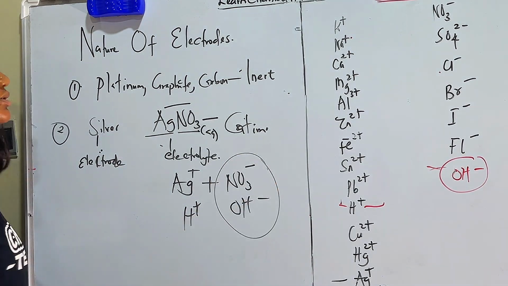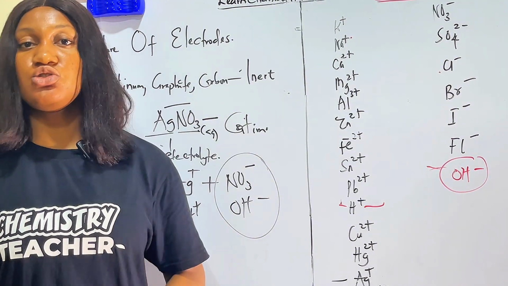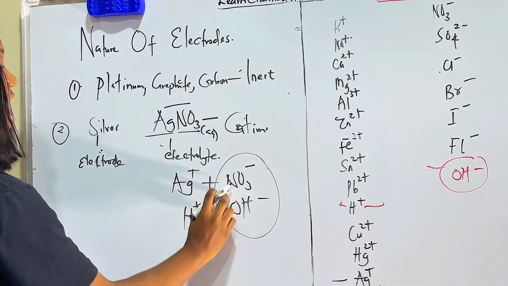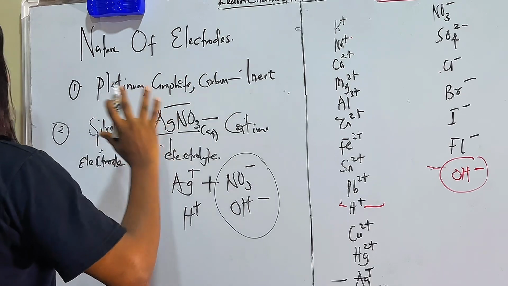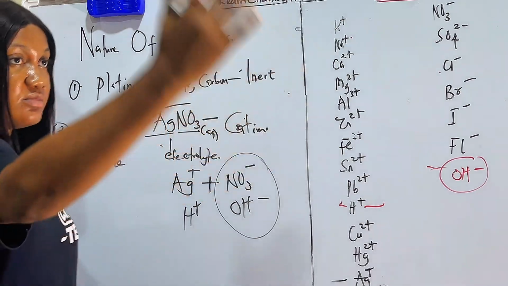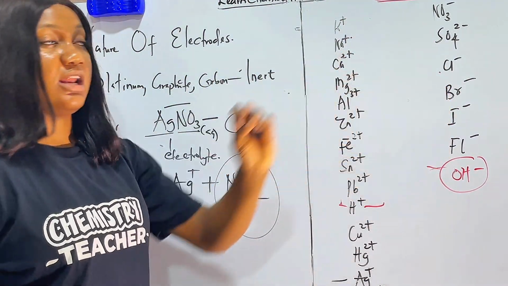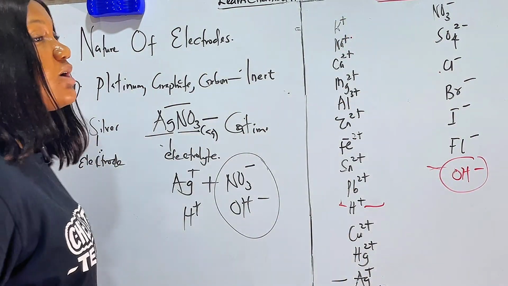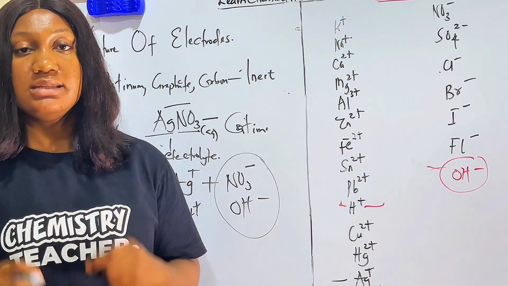Now, how about the anode? The nature of the electrode here, if it's a metal, is going to affect the anode. Now, you have NO3 and OH. Normally, following the rules, this is not a concentrated salt. Between NO3 and OH, which one should be discharged? OH should be discharged, because checking the electrochemical series, this is below. However, both OH and NO3, none of them will be deposited at the anode.